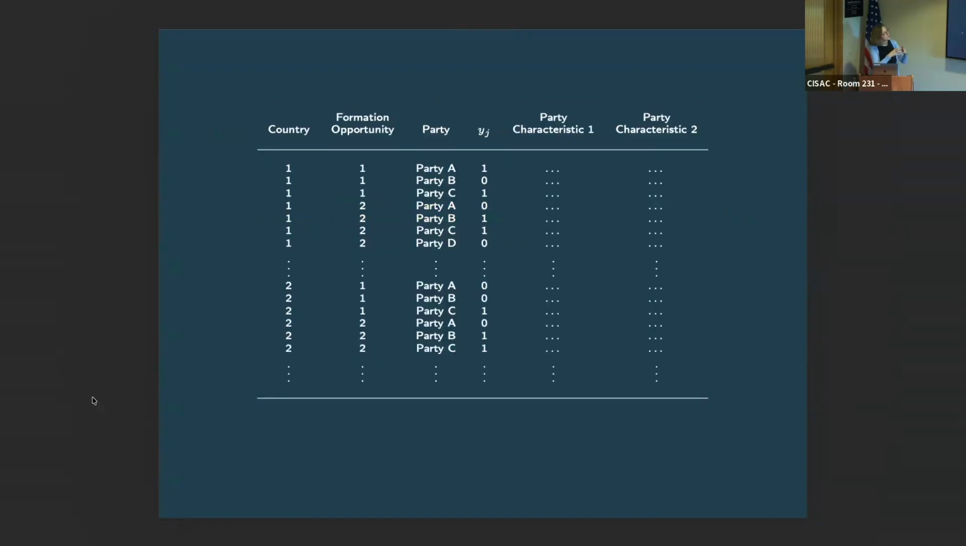And so in these studies, you'd have a data structure that looks something like this. I have country 1, country 2, formation opportunities within these countries, and then my parties, the units of analysis. The dependent variable is, does this party get into office or not? So it's coded 0 or 1. And they have characteristics of these parties. These would be things like the party's legislative size. Was it in the previous government? Is it the median party? Party family, things like this.